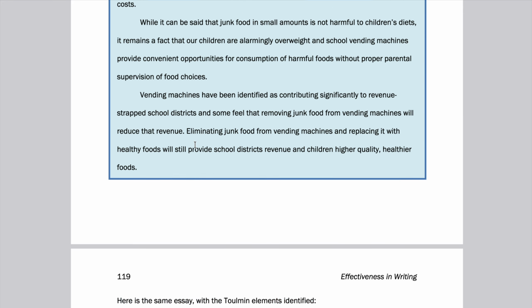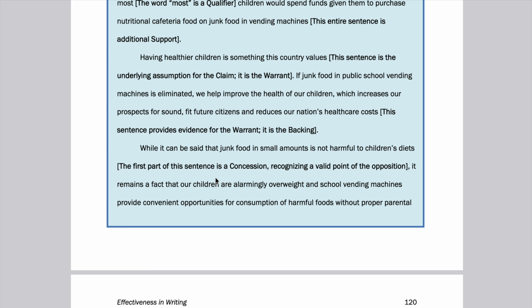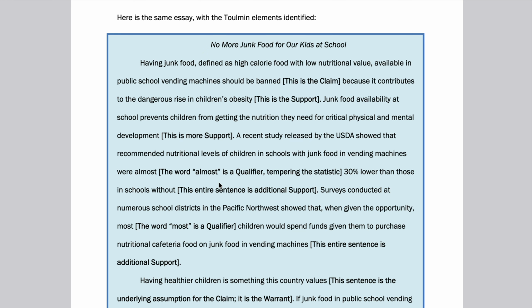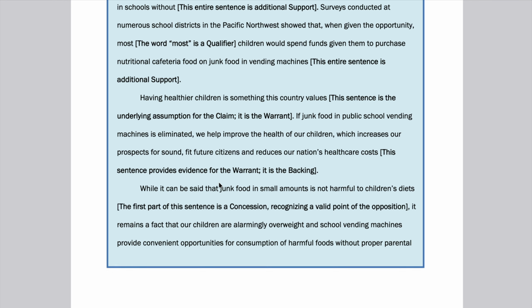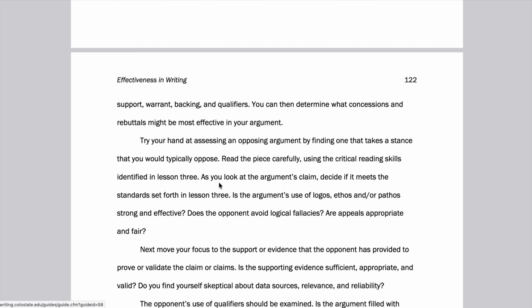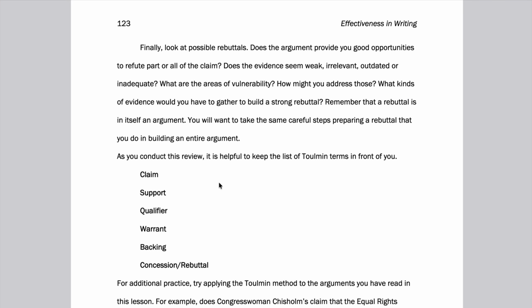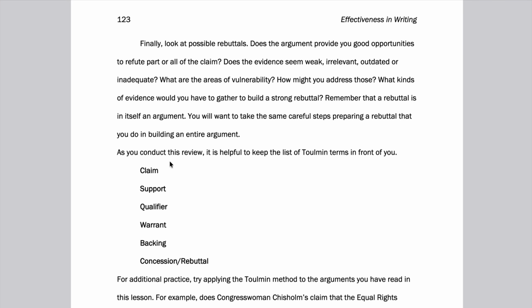So I would like for you to read this essay, because it does give you a very good understanding of how you should organize a Toulmin argument. And also there's some vocabulary words that you might find helpful, not easy, but helpful in understanding what the argument is. The claim is basically the thesis statement. The support would be the use of logos and all of the rhetorical techniques, right?